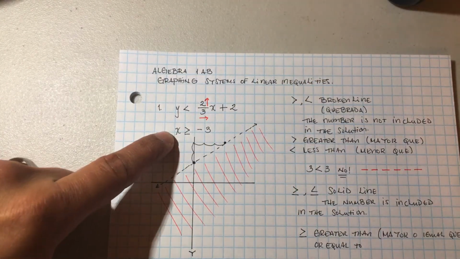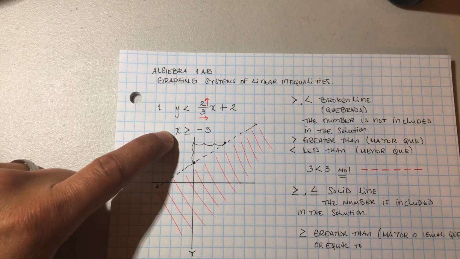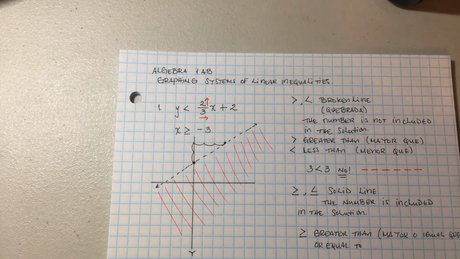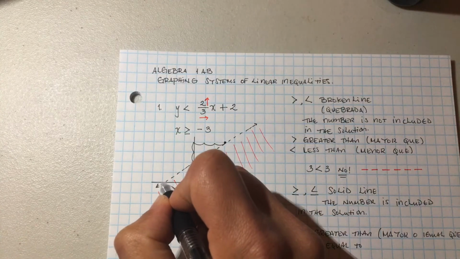Now what about this one? So, x is greater than or equal to negative 3. Where's negative 3? 1, 2, negative 3 is right here.